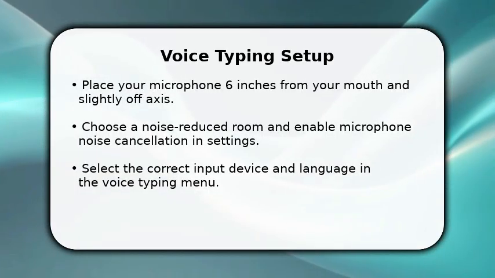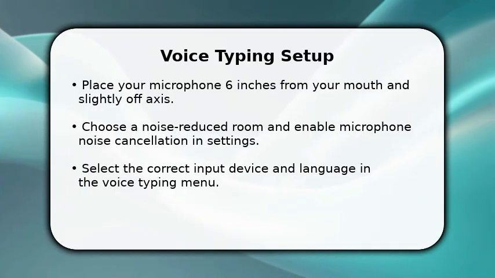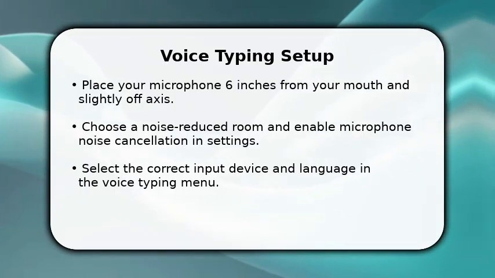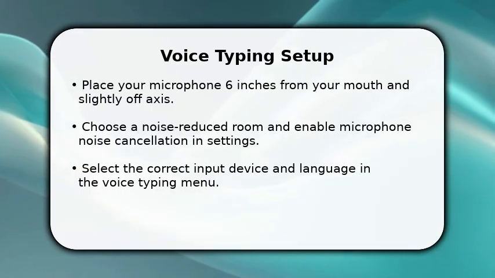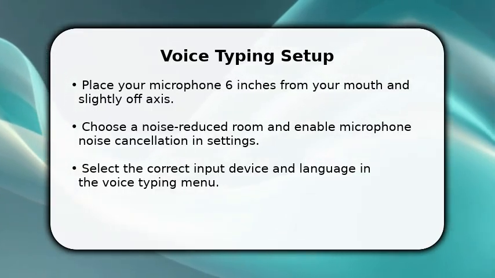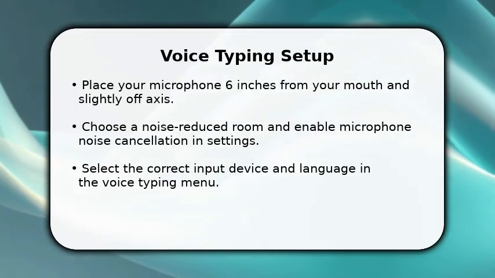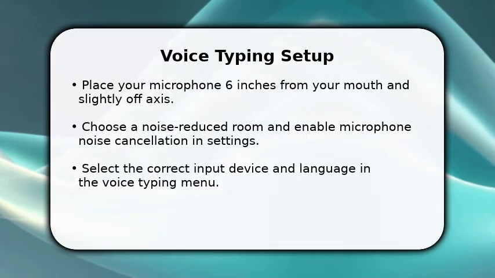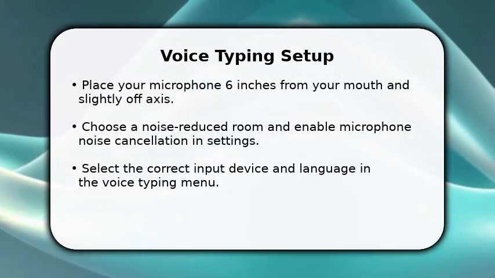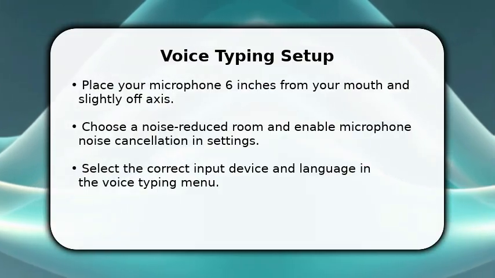Start by preparing your environment and hardware for clear voice typing. Place your microphone 6 inches from your mouth and slightly off-axis to reduce plosives. Choose a noise-reduced room to cut background sound and enable microphone noise cancellation in the settings. Select the correct input device and confirm the language for the dictation engine. Test with a short sentence to check volume and clarity before you begin longer dictation sessions.